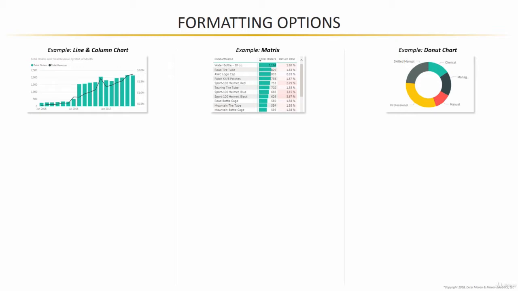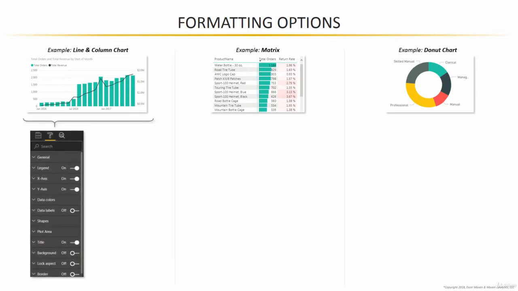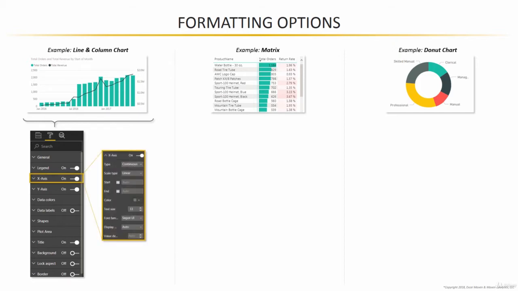So here we have three very different types of visuals. We've got a combo chart on the left, which is a line and column. We've got a matrix visual in the center and a donut chart on the right. Now, looking at formatting options for the line and column combo chart, you've got a number of different categories there: general, legend formatting, X and Y axis, data colors and labels, shapes, plot area, title background, lock aspect, and border. And within each of those, you have additional options.